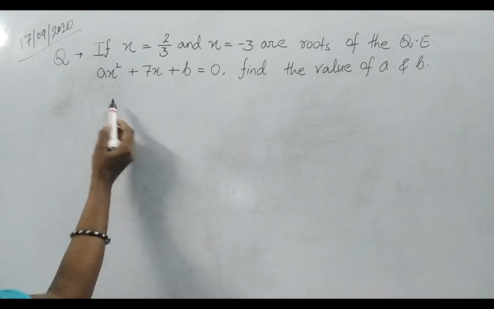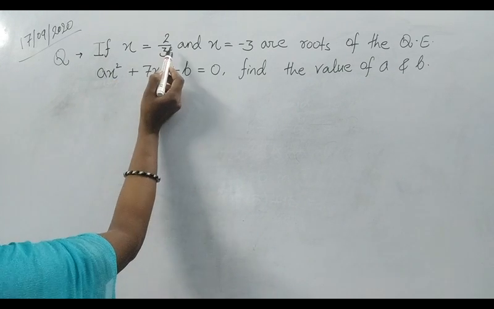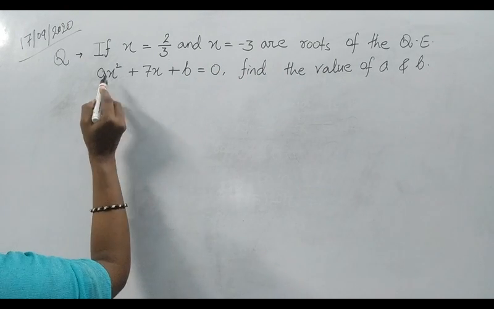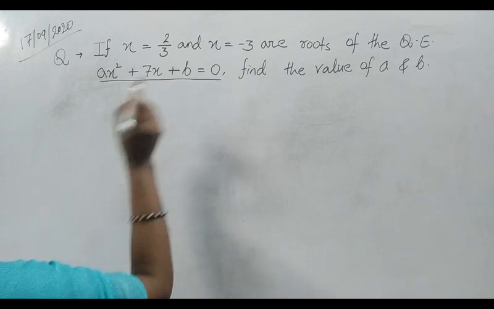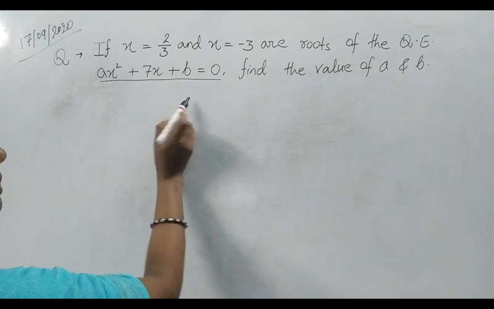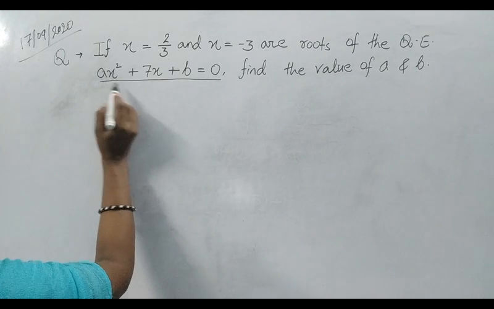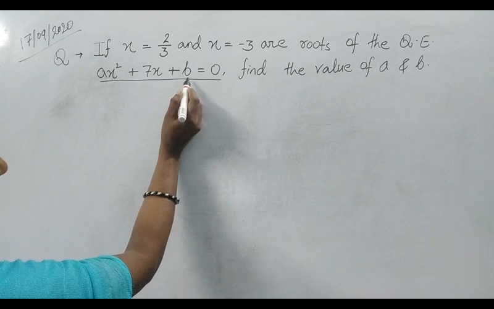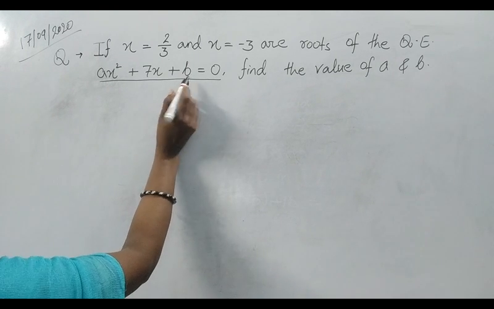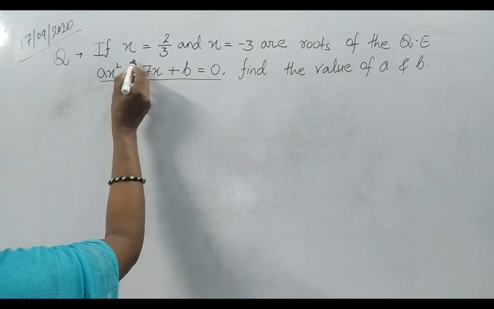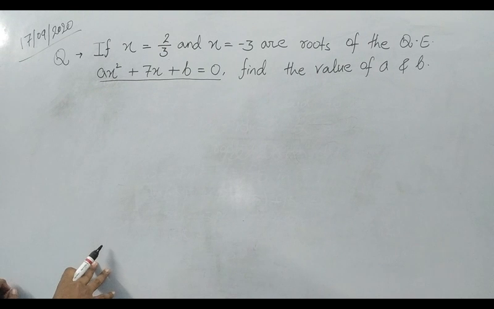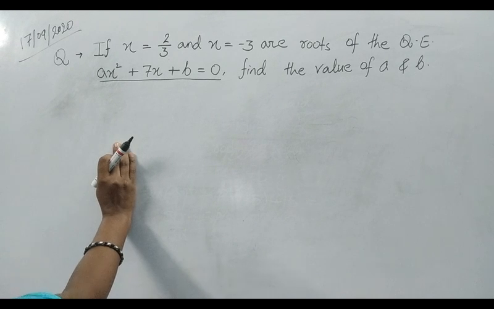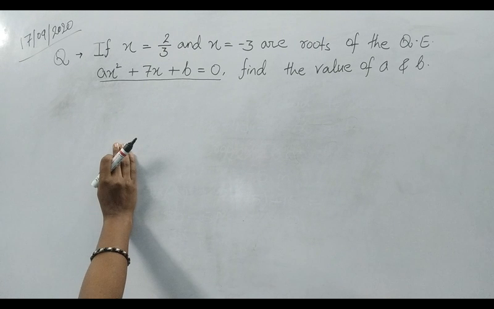Now look at the second question. In the second question, x is equal to 2 by 3 and x is equal to minus 3 are roots of the quadratic equation ax square plus 7x plus b is equal to 0. Then find the value of a and b. Remember, in this equation two unknown values, a and b, are to be found out, and according to the two missing values, you have to use two values of the variable. Since the roots are given, as we solved the steps in question number 1, similarly we do the same here.